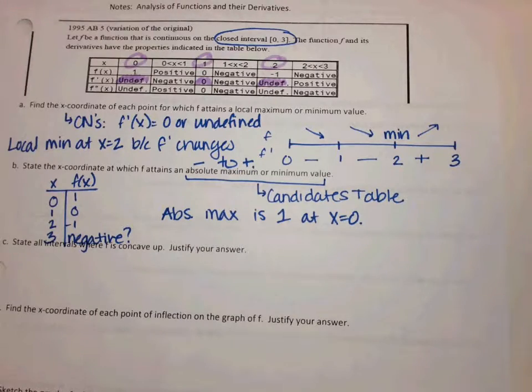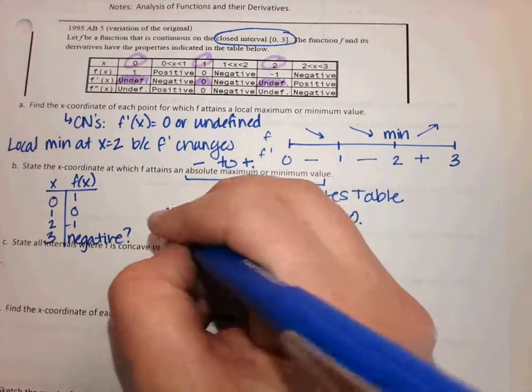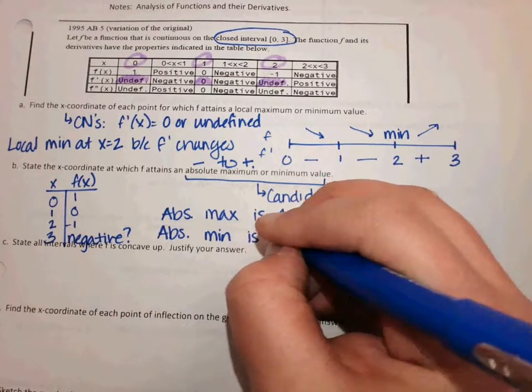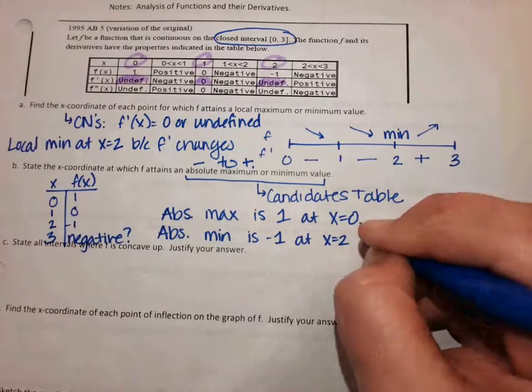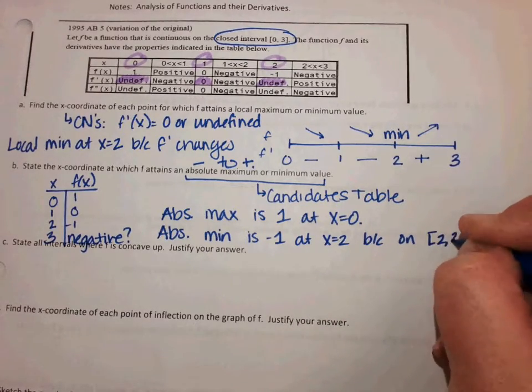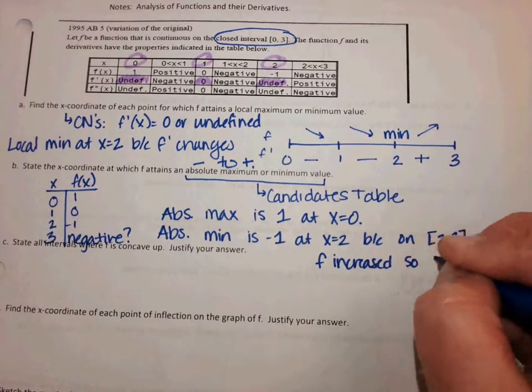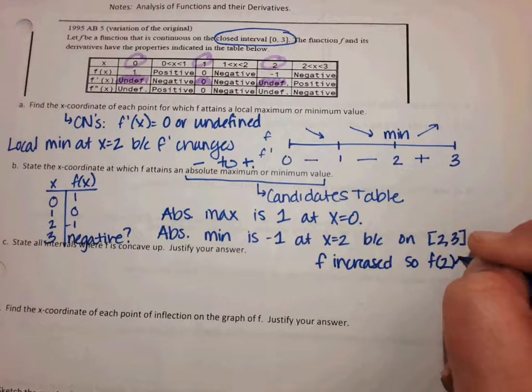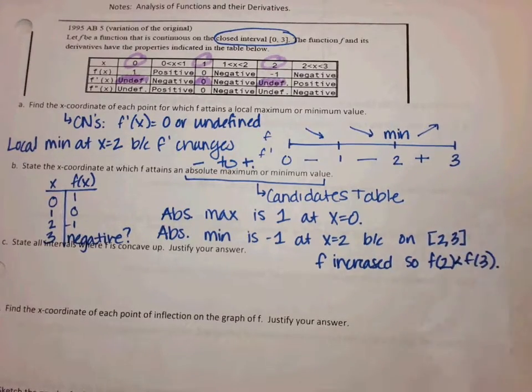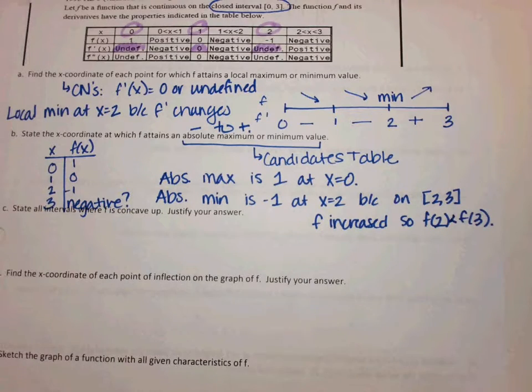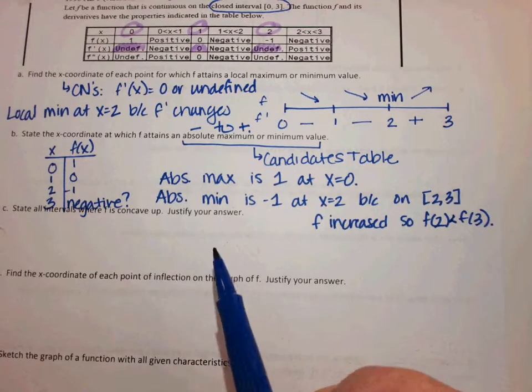So I'm going to put my absolute min is negative 1 at x equals 2 because on 2 to 3, f increased. So f of 2 is less than f of 3. And that's the only number I didn't really have a value for, we didn't know what f of 3 is. So even though I don't know what it is, I know that f of 2 is smaller. Does that make sense? Okay. Letter C, and maybe put a star on that.